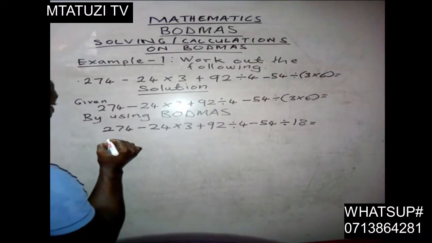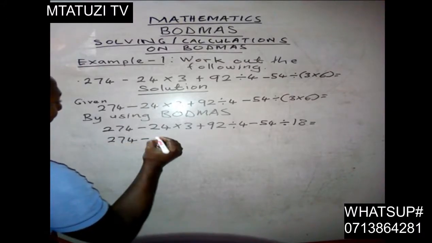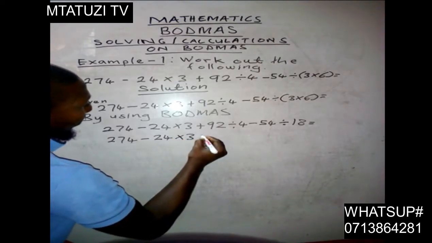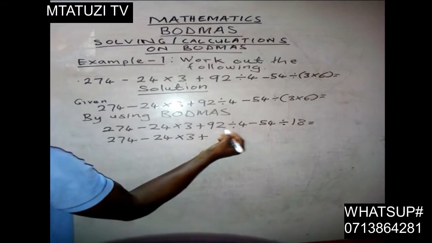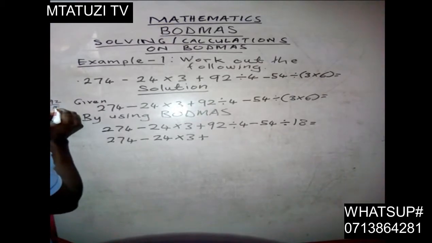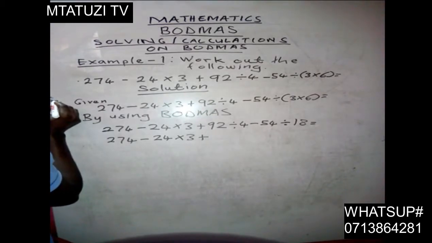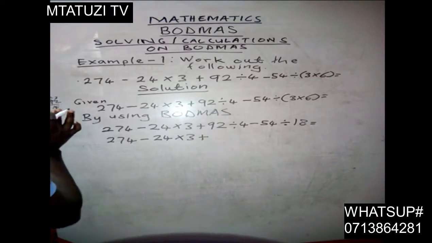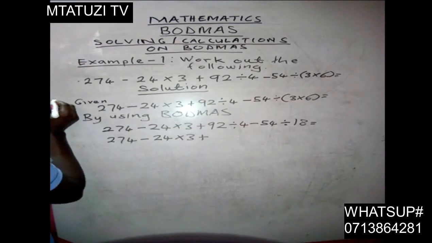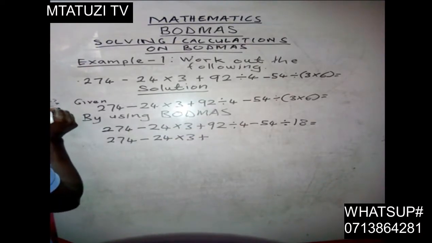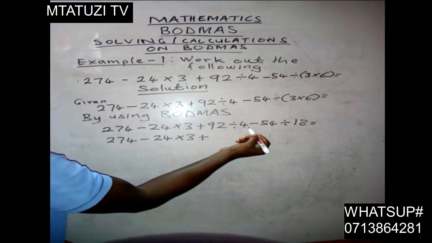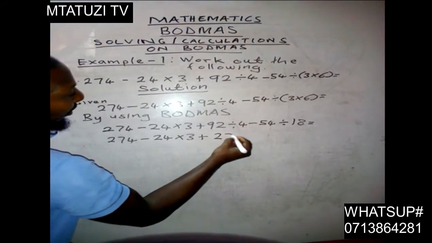274 minus 24 times 3 plus 92 divided by 4. You have to divide there, 92 divided by 4. When you divide 92 by 4, you get 23.